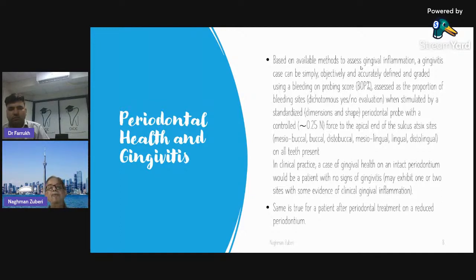Same is true for a patient after periodontal treatment on the reduced periodontium, like either intact or the reduced, they are not having more than few sites where there would be some sign of bleeding upon probing. We will still consider it as periodontal health.